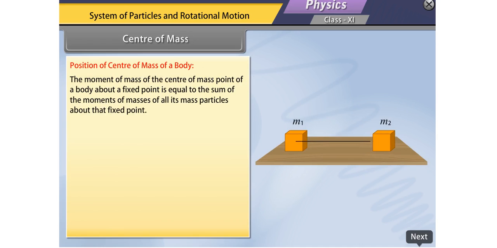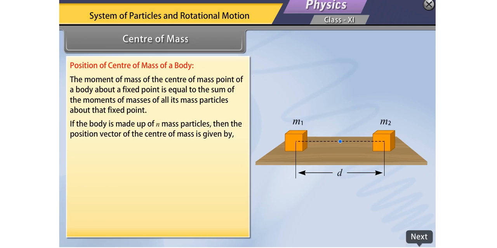The moment of mass of the center of mass point of a body about a fixed point is equal to the sum of the moments of masses of all its mass particles about that fixed point. If the body is made up of n mass particles, then the position vector of the center of mass is given by r vector is equal to (m1 r1 vector plus m2 r2 vector plus so on till mn rn vector) divided by (m1 plus m2 plus so on till mn).